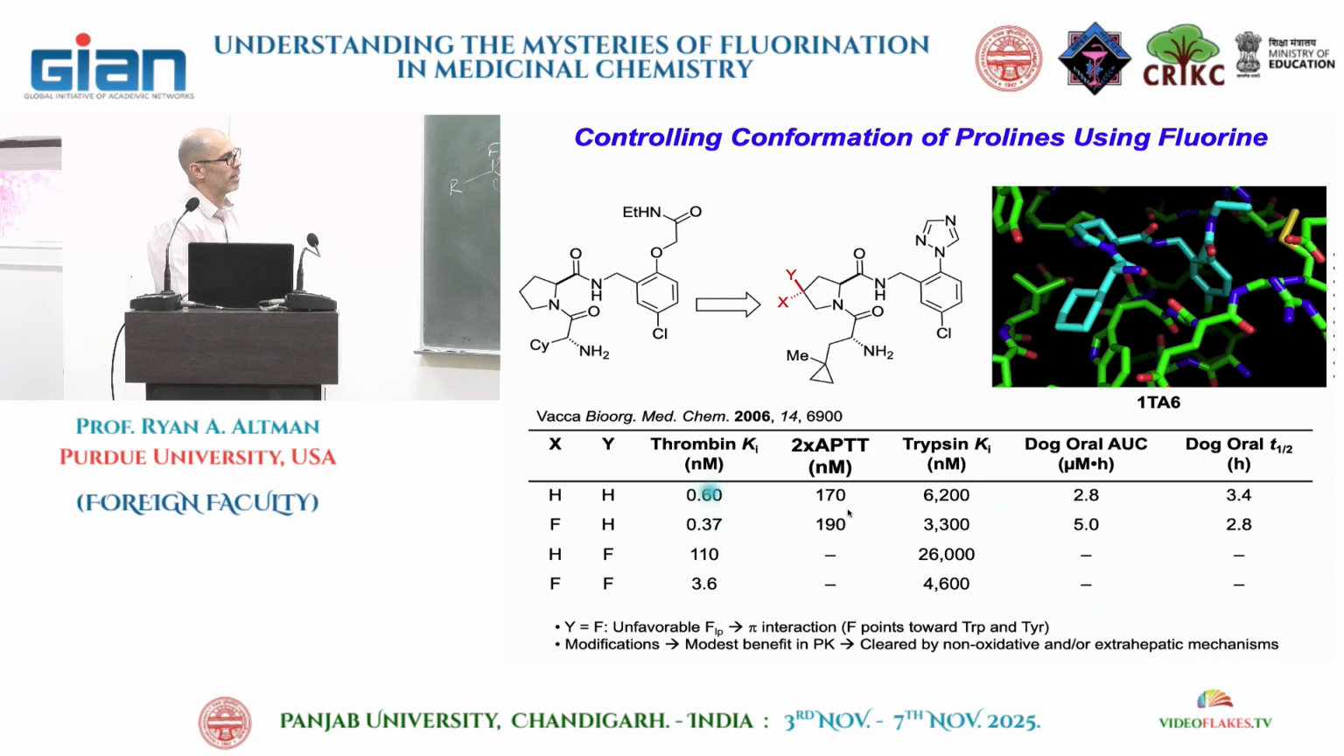Many of us would look at 0.6 versus 0.4 and say, that's not that big of a change. But if we can improve potency a little bit, and also decrease potency against an anti-target, there's value there. If you put the fluorine in there with the wrong stereochemistry, you ablate activity.